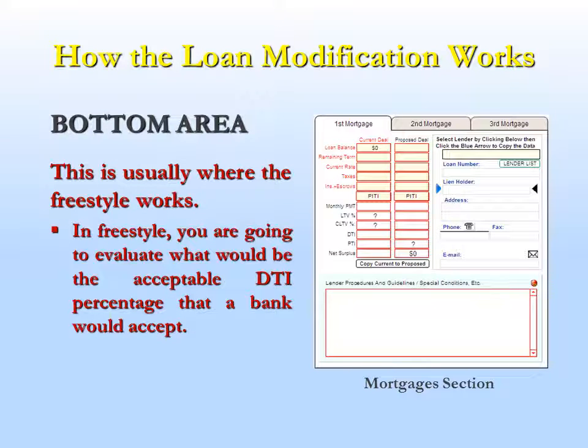The bottom area. This is usually where the freestyle works. In freestyle, you are going to evaluate what would be the acceptable DTI percentage that a bank would accept.